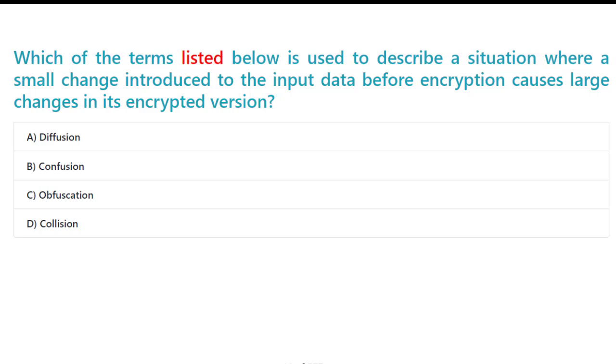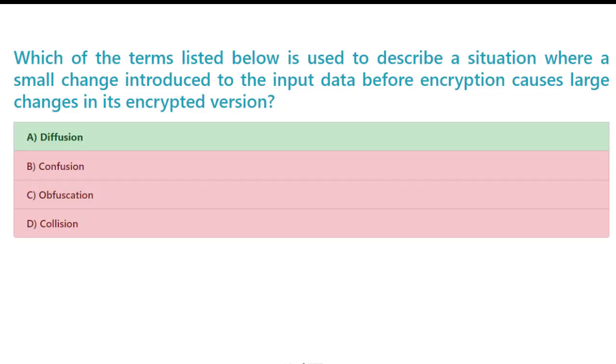Which of the terms listed below is used to describe a situation where a small change introduced to the input data before encryption causes large changes in its encrypted version? A. Diffusion. B. Confusion. C. Obfuscation. D. Collision. The correct answer is A. Diffusion.